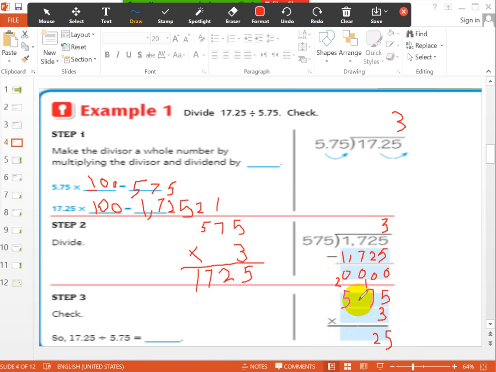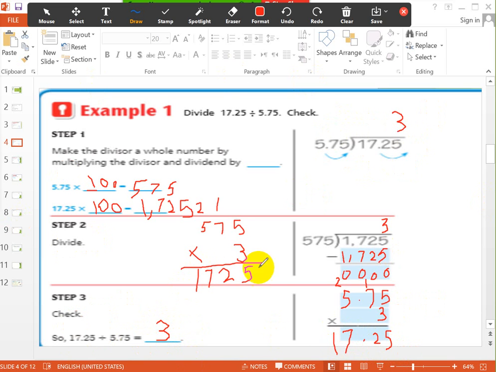Now I have the decimal point. I can't move to the next one until I take the decimal point and put it in the answer. Now 3 multiply 5 equals 15, plus 2 equals 17. So look, the answer for this multiplication gave me the same dividend. That means my answer is correct, and the quotient will be 3.